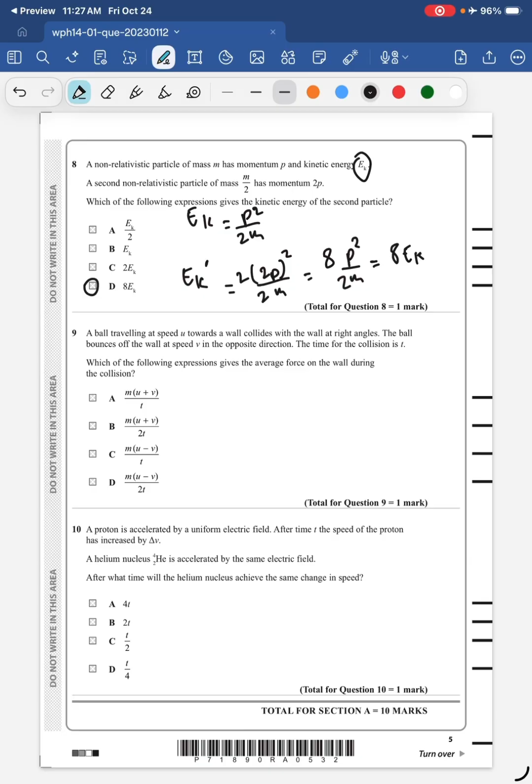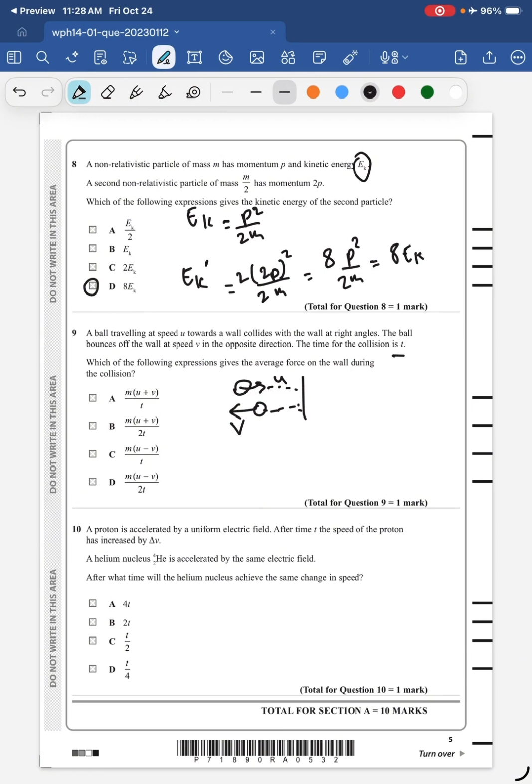9. A ball traveling at speed u towards a wall collides with the wall at right angles. The ball bounces off the wall at speed v in the opposite direction. So this is the situation. You have the ball speeding onto the wall and then getting bounced off the wall, moving to the left. So something like this. Okay. The time for the collision is t.